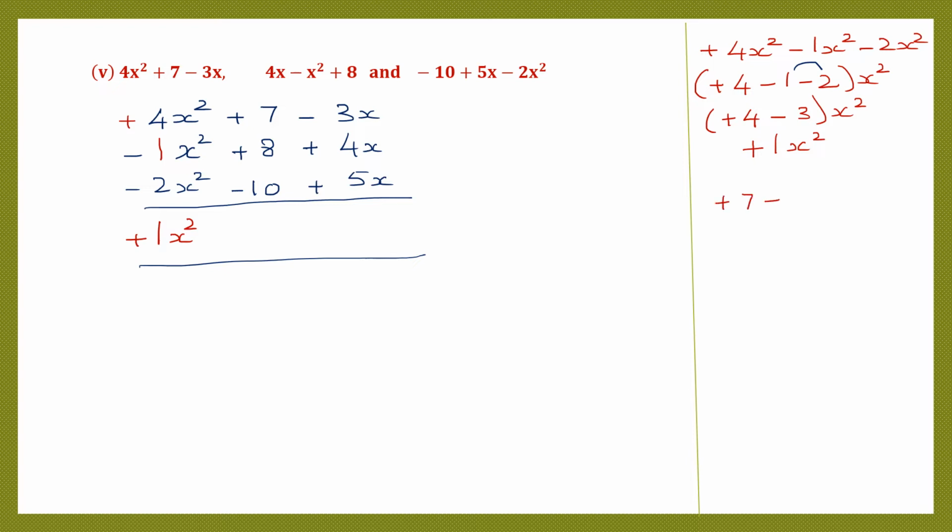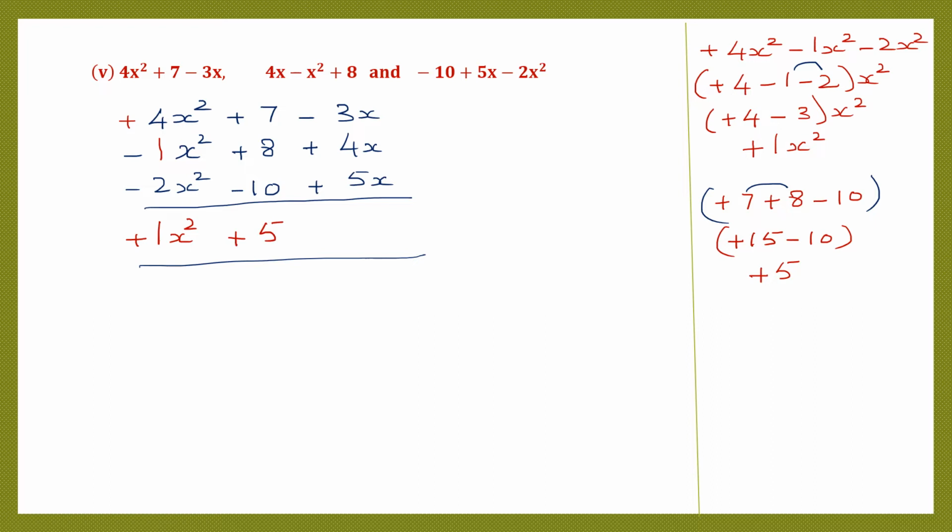Plus 7 plus 8 minus 10. So add up the numbers with the same sign. These two we added up. So plus 7 plus 8, signs are the same. Put the same sign and add. 7 plus 8 is 15 minus 10. When signs are different, put the sign of the bigger number and subtract. 15 minus 10 is 5. So I've got plus 5 here.